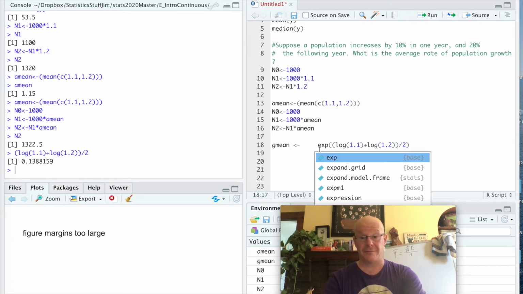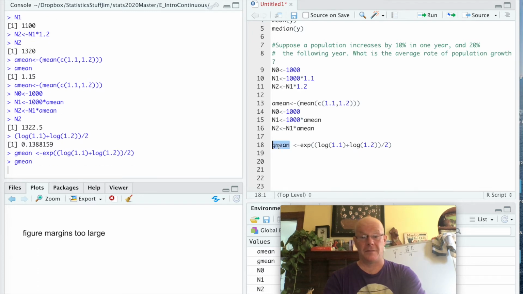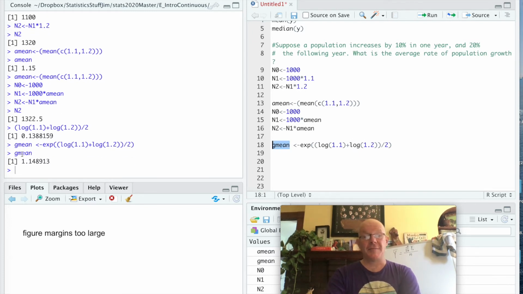Now the geometric mean is 1.1489. Remember, the arithmetic mean of those data was 1.15, but the geometric mean is 1.148913. And so now let's repeat this little exercise that we had here, but now let's put the geometric mean into there.